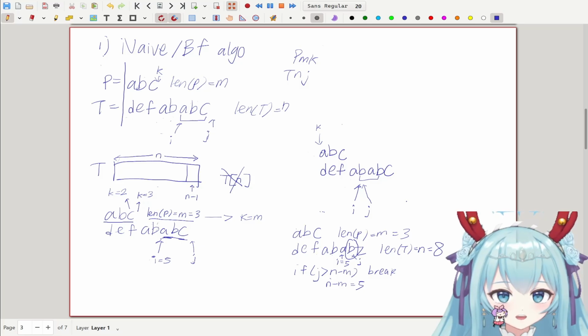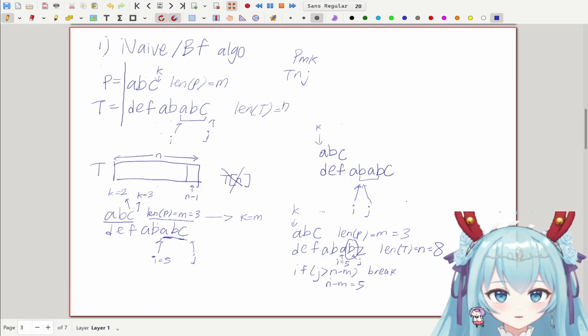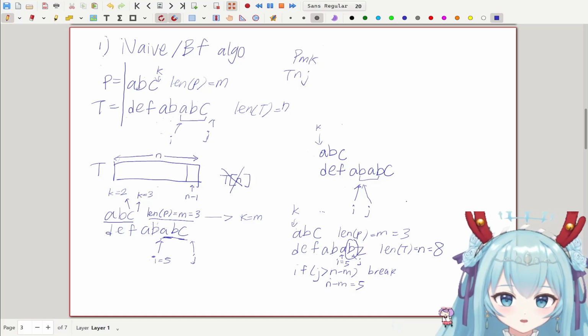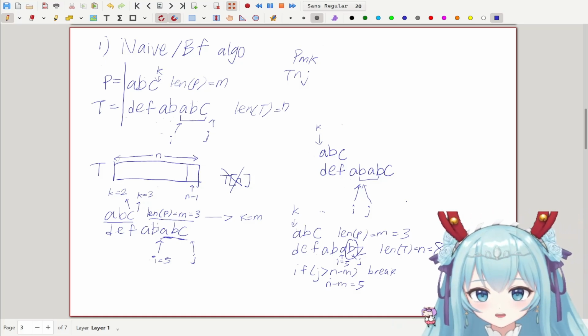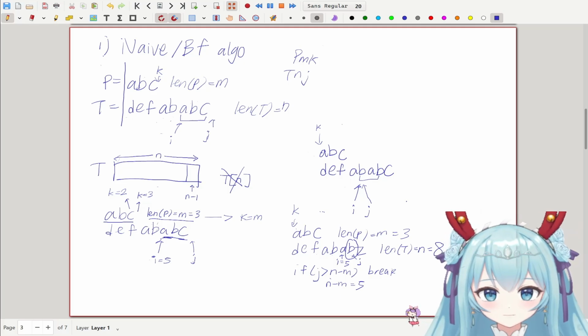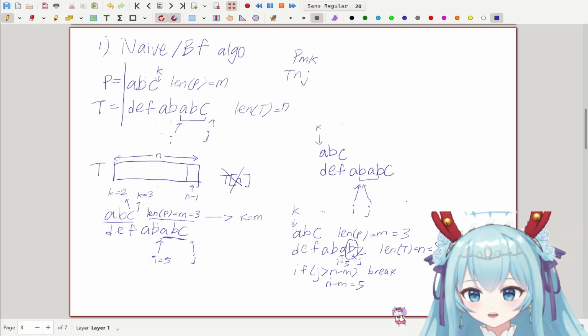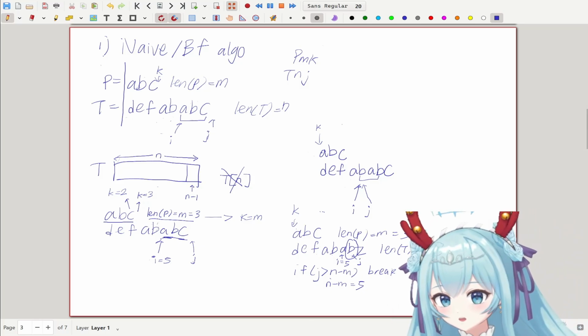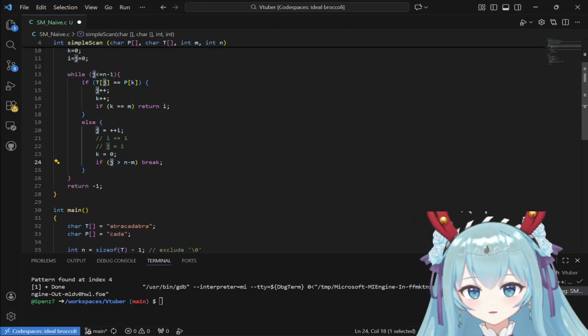But then this new window only has 2 characters. Remember we reset K back to 0, and P has 3 characters. So 2 characters definitely will not match 3 characters, which is why we stop. There's no point checking anymore, which is why we break. So once we break out of this while loop, we'll just return -1.